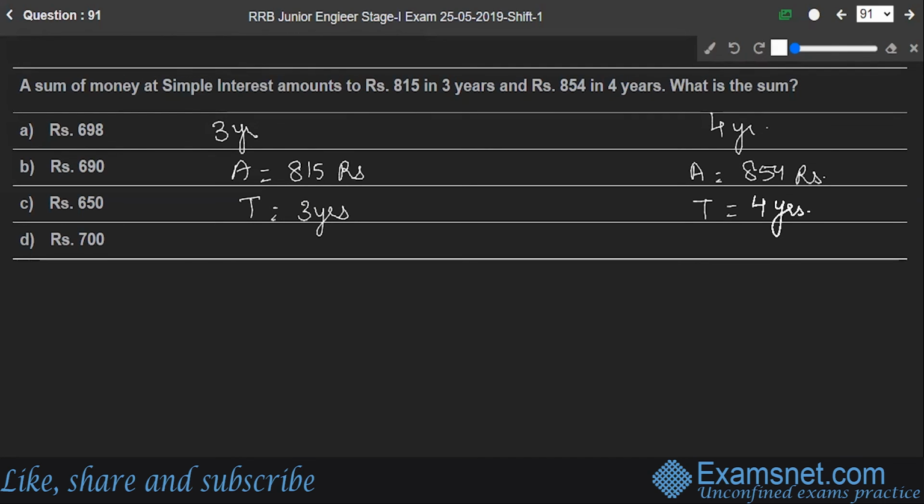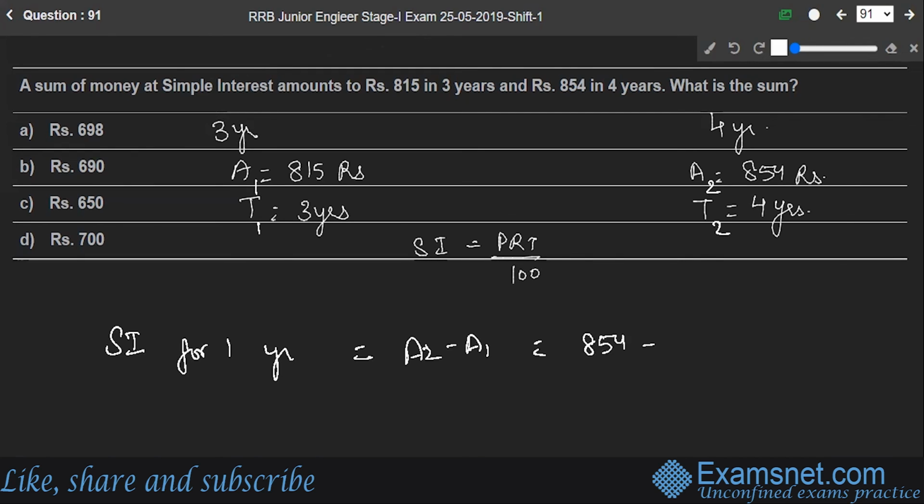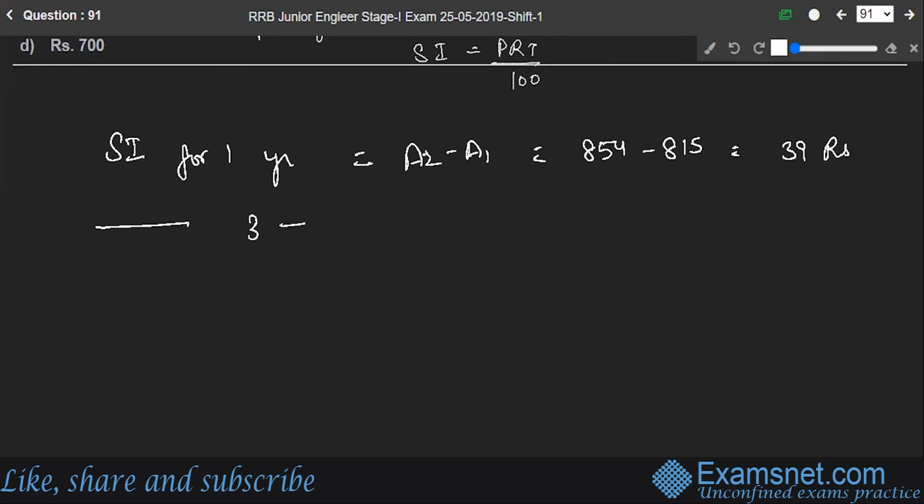So what is the simple interest formula? You know, it is PRT upon 100. Okay, simple interest for 1 year will be equal to, let's say this is A2 and this is A1, with T1 and T2, A2 minus A1, which is 854 minus 815, which is 39 rupees, right? So now the simple interest for 3 years, what will it be?